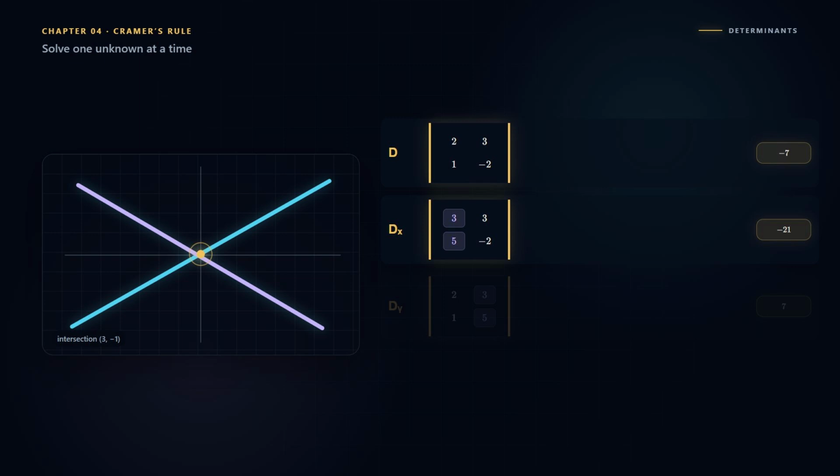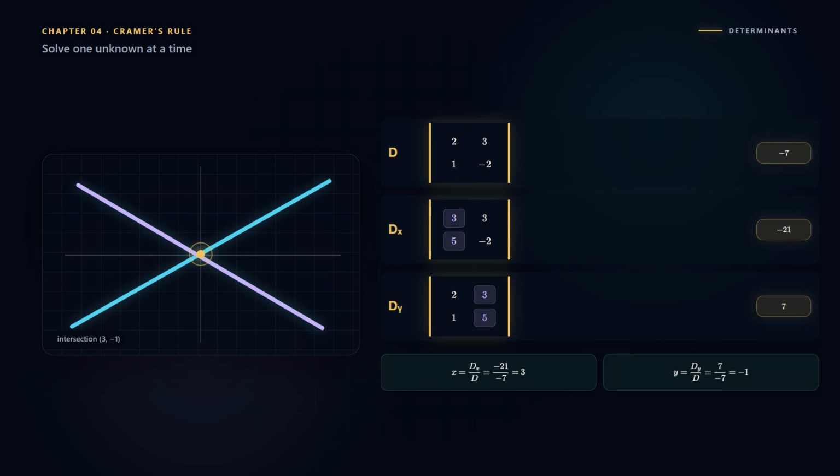The new determinant, D sub x, is 3 times negative 2 minus 3 times 5, which is negative 21. Then x equals D sub x divided by D, so x equals 3. To find y, restore the matrix and replace the y column instead. D sub y is 2 times 5 minus 3 times 1, which is 7. Thus y equals D sub y divided by D, which is negative 1.